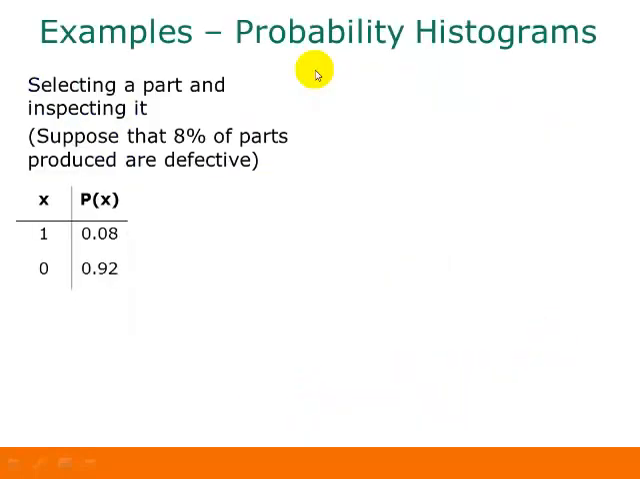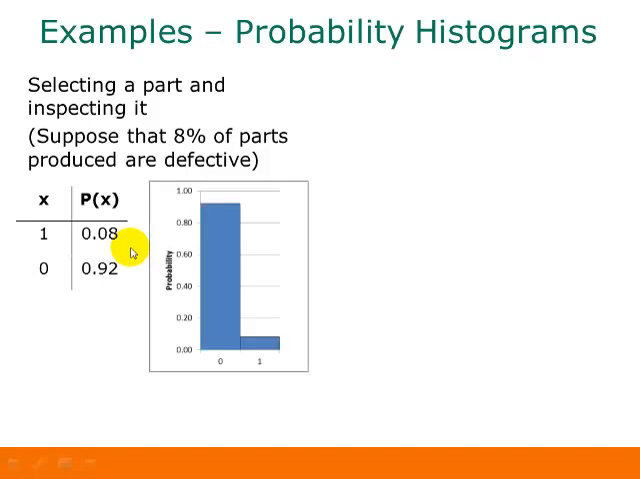So let's look at probability histograms for some of the experiments we've already talked about. Selecting a part and inspecting it if 8% of the parts are defective. Here was our probability distribution, and this would be our probability histogram. We have our two outcomes, 0 and 1. Each one gets 1 bar, and the probability for the 0 was 0.92. The probability for the 1 was 0.08.